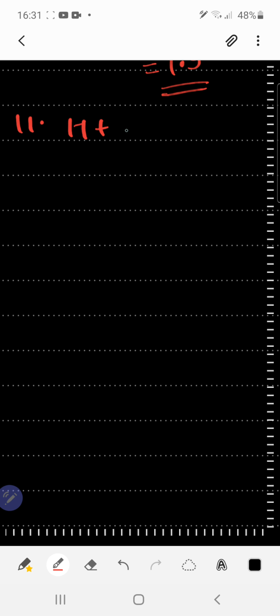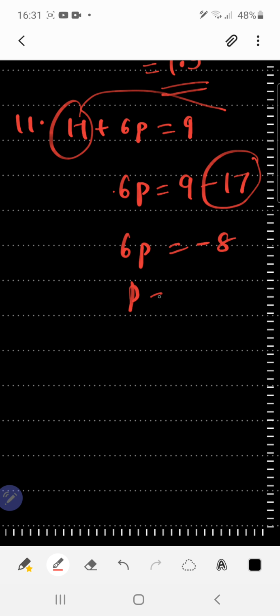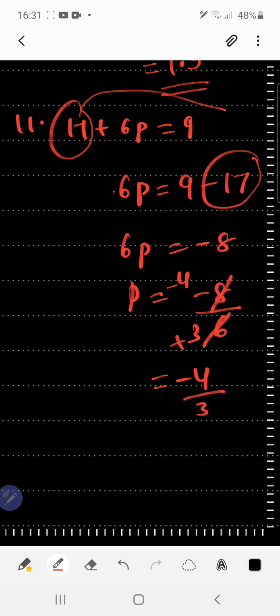Problem number 11, 17 plus 6p is equal to 9. 6p you will keep it here, and 9, this 17 will go here and it will be minus 17, and then you will subtract 17 minus 9, that will be 8. My dear kids, bigger number has minus sign, so answer will be minus 8 here. P I'll keep it here and minus 8 here and 6 down. So that we'll eliminate with the table of 2, and that will be minus 4 upon 3.